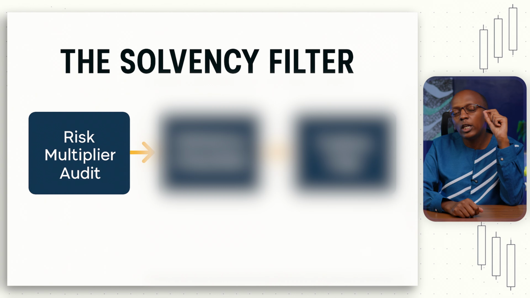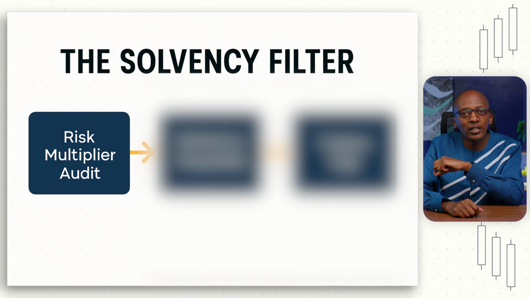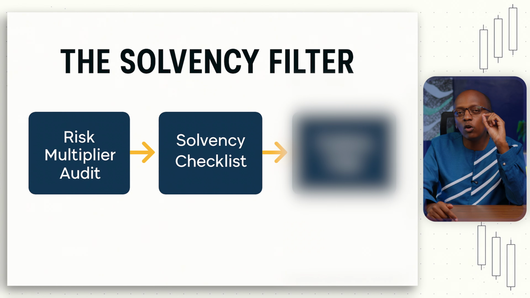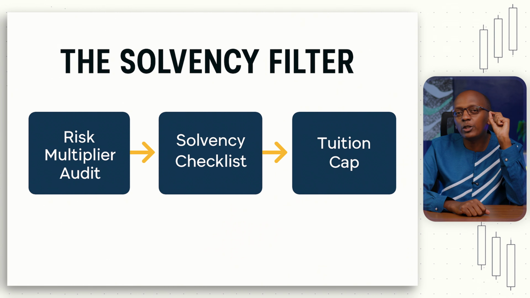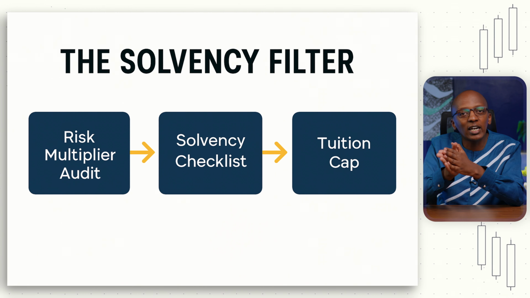We will calculate your risk multiplier to see if you are mathematically doomed in trading. Then we will install the solvency checklist to keep money transfers to your trading account. And then we will set a hard tuition cap so that you never risk a dollar until you have earned the right to scale. First, let's examine the risk multiplier trap.